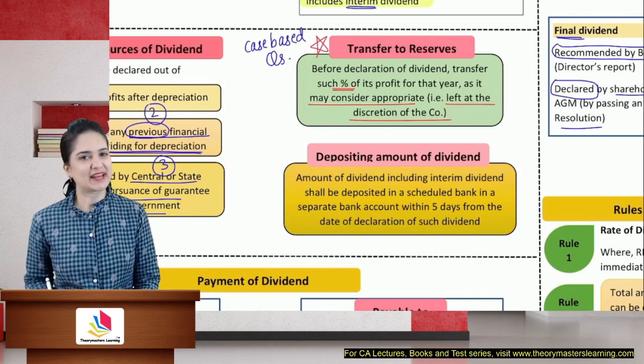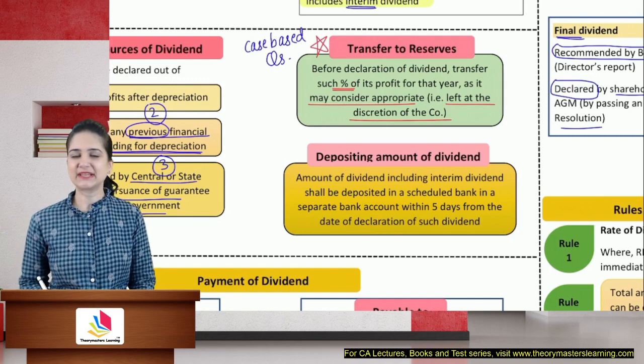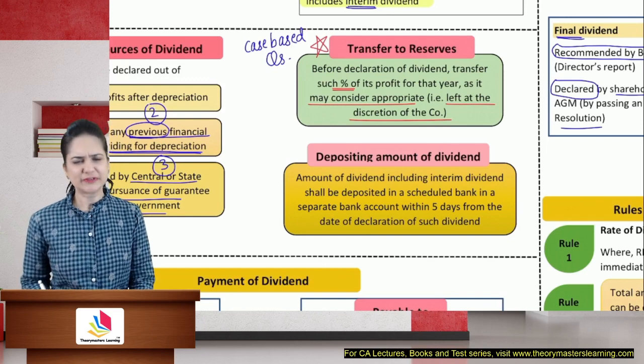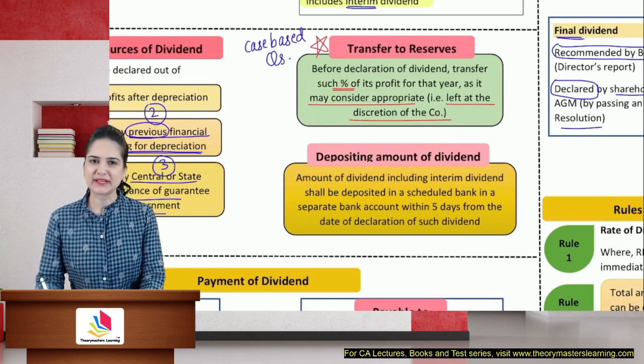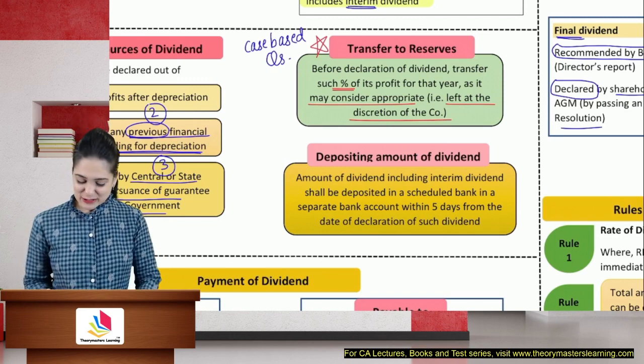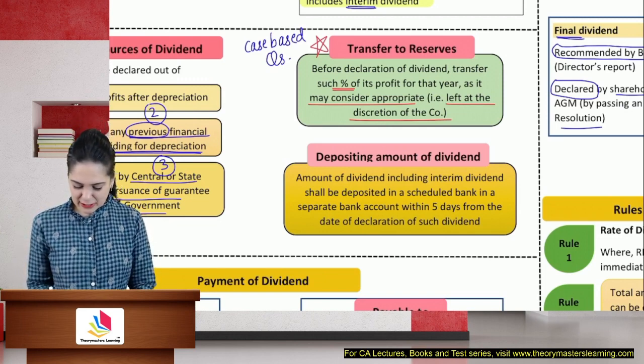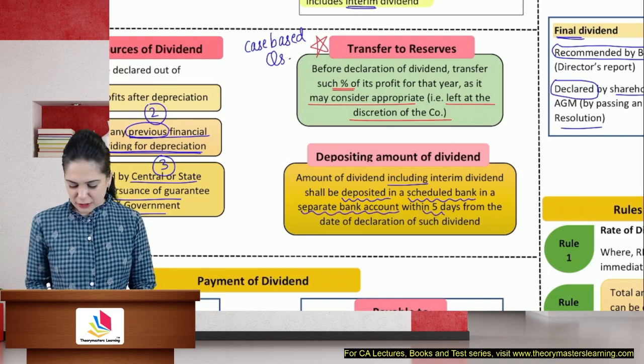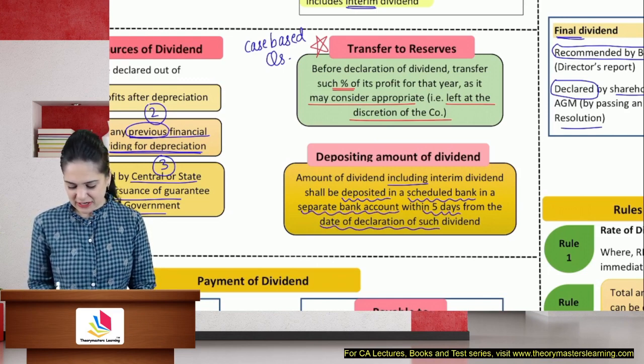Once the dividend is declared, it has to be deposited in a separate bank account. So within 5 days, we will deposit that money in a separate bank account. We will not leave it with the company. What if the company spends that money? So the amount of dividend, including interim dividend, shall be deposited in a scheduled bank in a separate bank account within 5 days from the date of declaration of dividend.